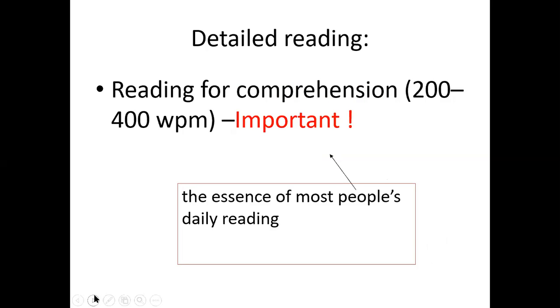Detailed reading, reading for comprehension at 200 to 400 words per minute, is very important. It is the essence of most people's daily reading. So how do you develop that speed? Reading is speed.